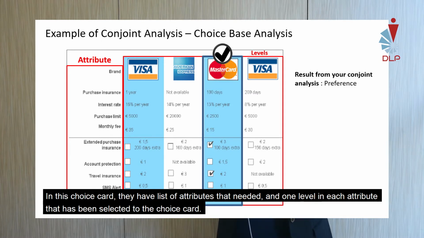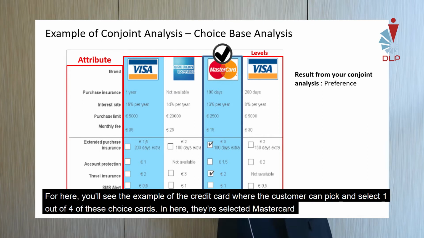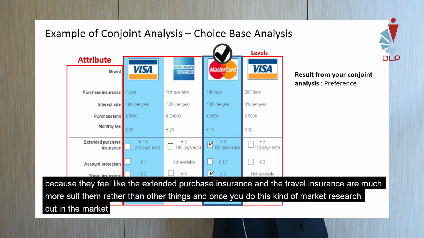In each choice card, there is a list of attributes, and 1 level in each attribute has been selected for the choice card. Here you will see an example of credit cards where the customer can pick and select 1 out of 4 of these choice cards. In here, they might select MasterCard because they feel the purchase insurance and travel insurance suit them much more than the other things.